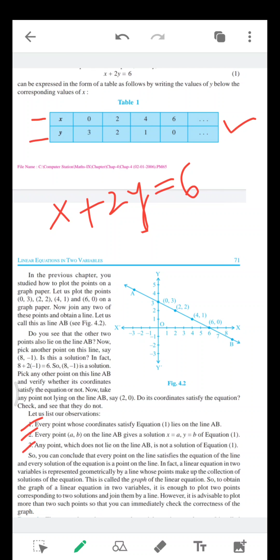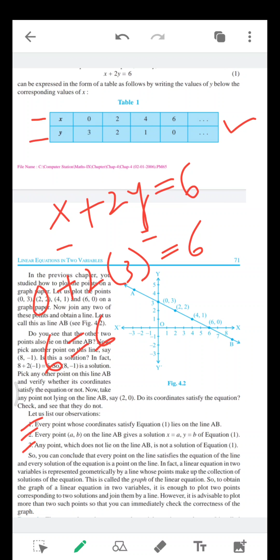Every point a comma b on the line AB gives a solution, and any point which does not lie on the line AB is not a solution. So every point on this line will be a solution of this equation. So what do you mean by solution? How do you check it's a solution or not? Just substitute 0, 3 in place of x and y, which you know very well. 0 plus 2 into 3 is equal to 6. 0 plus 6 is equal to 6.